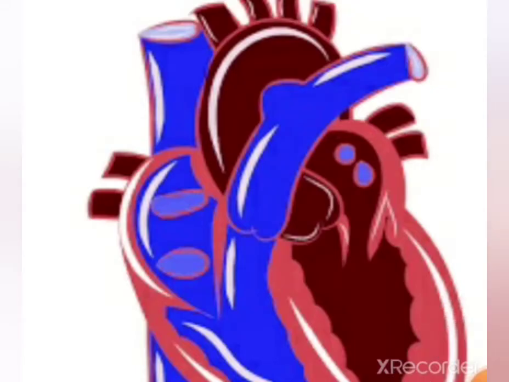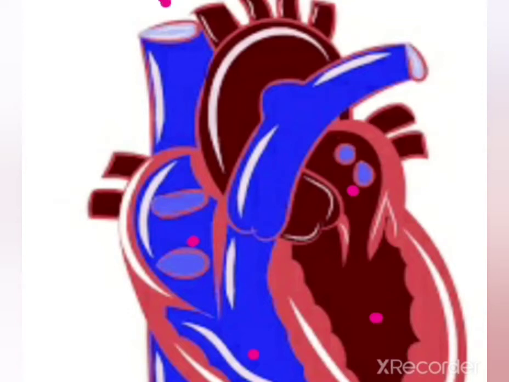In our previous class, we studied different parts of the heart and its functions. Now we can identify the chambers of the heart and the main arteries and veins. In the diagram we can see different chambers. This region is the right atrium. This is the left atrium. This is the right ventricle. This is the left ventricle.